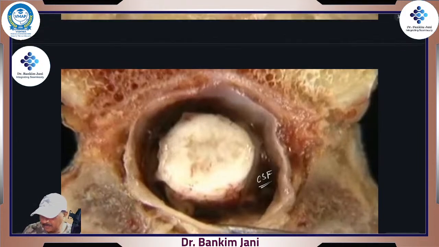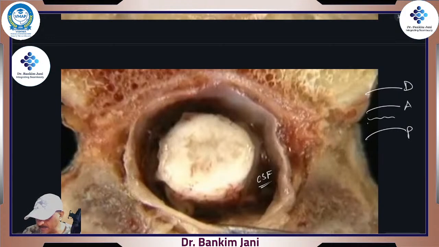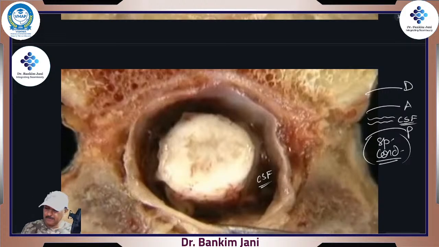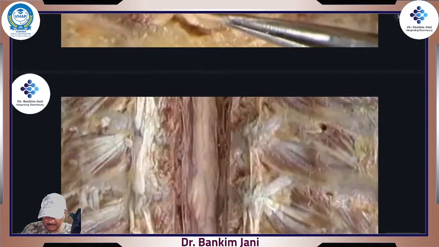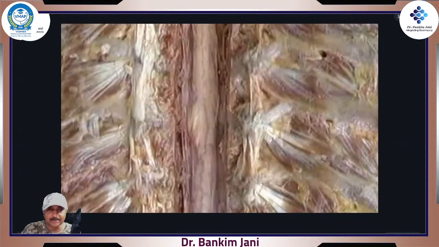Right? So here is the dura, here is the arachnoid, here is the pia, and this is the CSF. So subarachnoid, under the arachnoid. Here is the spinal cord. Now, what about the space which is just underneath the dura? That is the epidural space.